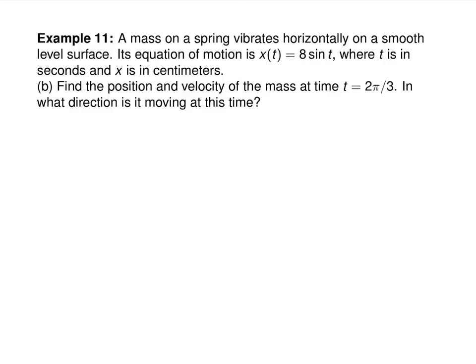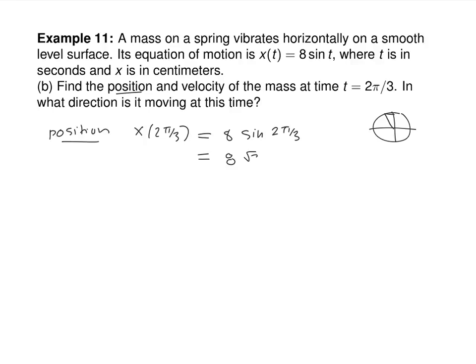Okay. Find the position and the velocity at 2 pi thirds. So how do you find the position? Plug in 2 pi thirds to the original function. x of 2 pi thirds is 8 sine of 2 pi thirds. And at 2 pi thirds, what's the sine? Root 3 over 2. So that's 4 root 3, and it is measured in centimeters.